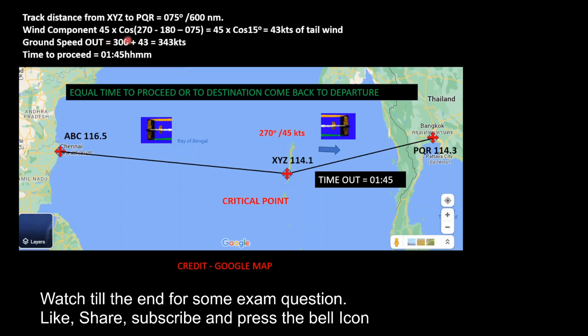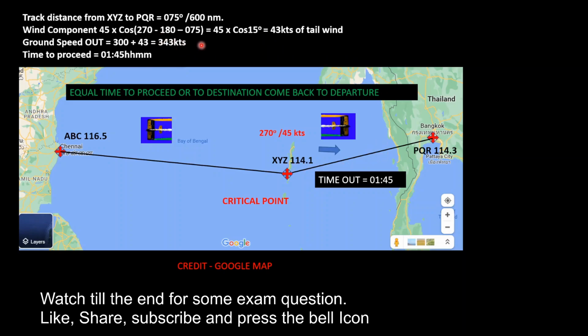And the wind velocity, as we said, was 270, 45 knots. So 45 knots is the wind speed and the direction is 270. If we reverse it, it becomes minus 180, and the track is 075. So the angular difference between the wind direction and my track is now 15 degrees. So how much will be the wind component? We can find it out by 45 into cos of 15, which is 43 knots of tailwind. So in this leg, I will have a tailwind of 43 knots.